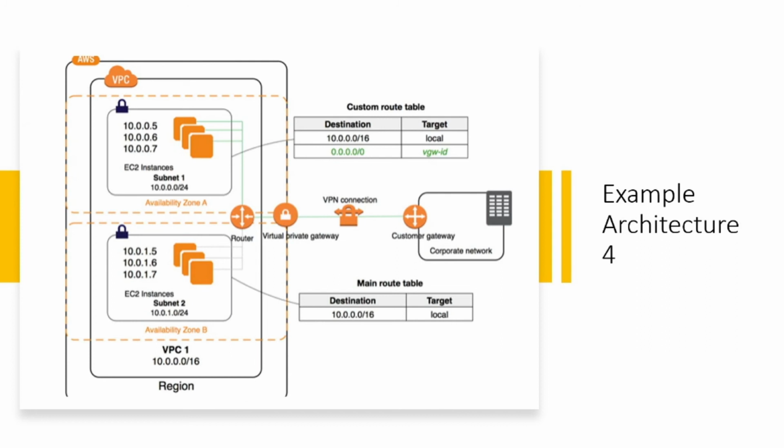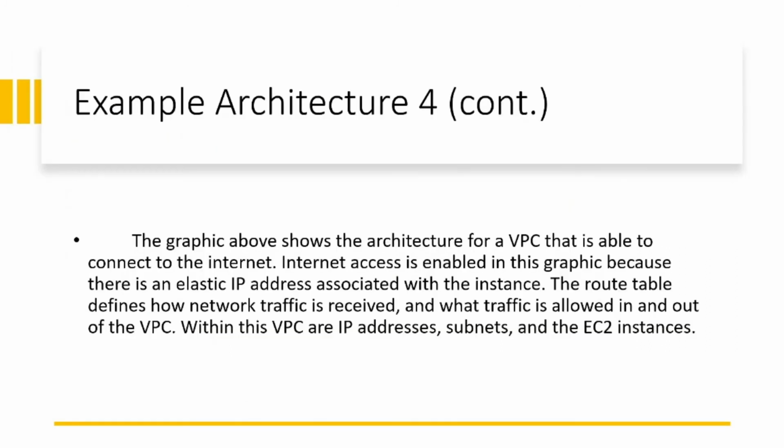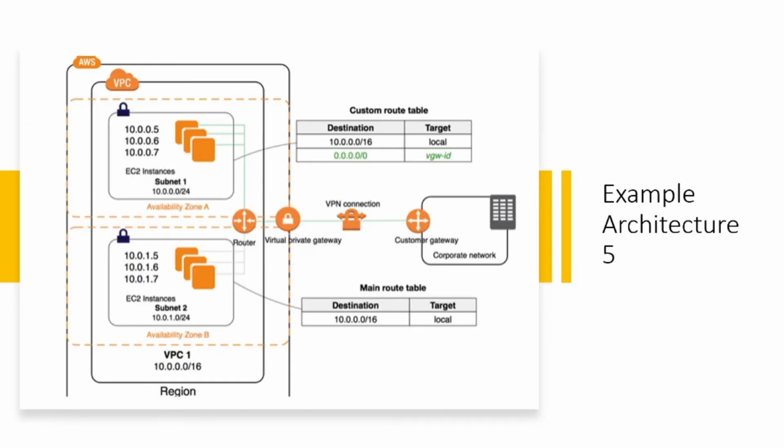Looking at a fourth example, this one shows that a VPC is able to connect to the internet. Internet access is enabled in the graphic because there is an elastic IP address. The route table defines how the network traffic is received and what traffic is allowed in and out. Within the VPC are IPs, subnets, and EC2s.